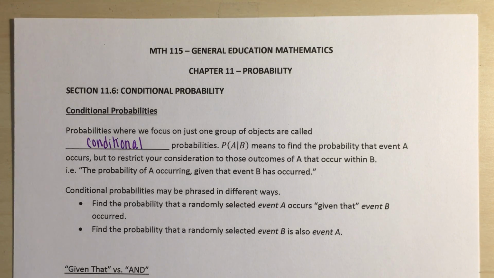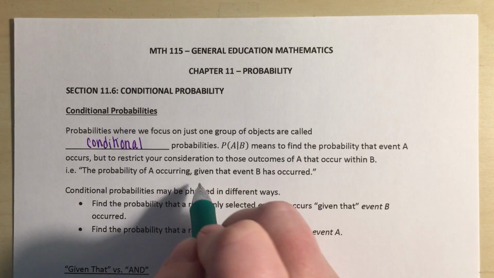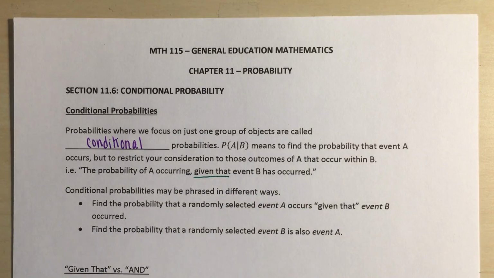Conditional probabilities can be phrased in different ways. We can see the phrase "given that." So that's definitely one thing that we do want to watch out for. Given that is definitely something that we want to be on the lookout for. There are going to be slightly different ways that they can be phrased if we're just focusing on one group of people. So that a randomly selected event B is also a randomly selected event A.